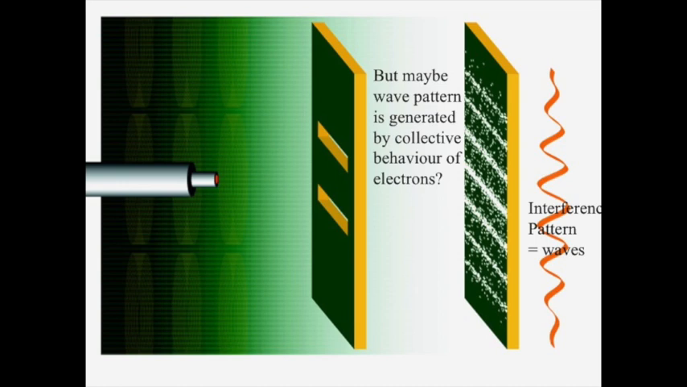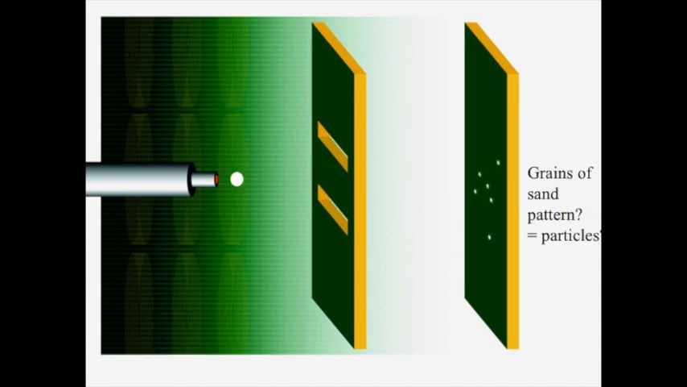And the first thing you might ask is, well, okay, a wave. Water has waves, and waves are caused by collective behavior of lots of water molecules. Maybe this waviness of electrons is because of the collective behavior of electrons. So to test that, you can fire electrons one at a time. So you remove the possibility of any collective behavior by firing electrons one at a time through the screen.